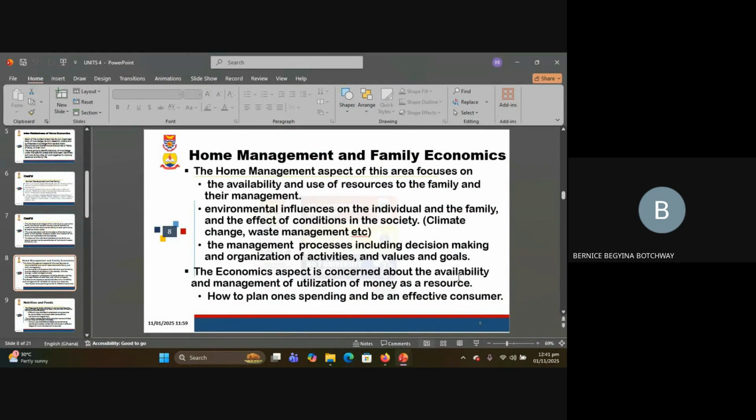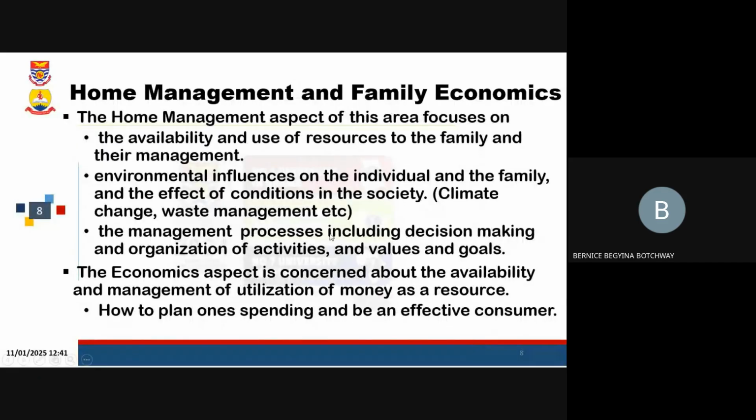So here you identify all those resources, and then we'll talk about how these resources help us in managing the family and also individual lives. And then environmental influences on the individual and the family and the effects of conditions in the society. So we'll talk about how the environment also affects individuals and also how the individuals have effects on the environment. The management processes that include making of decisions.